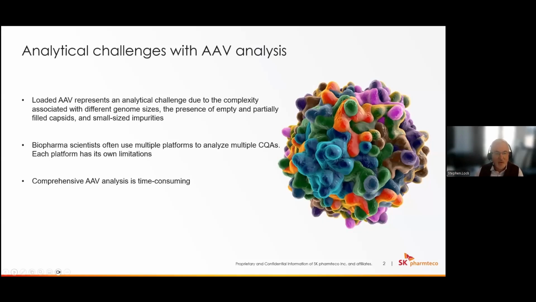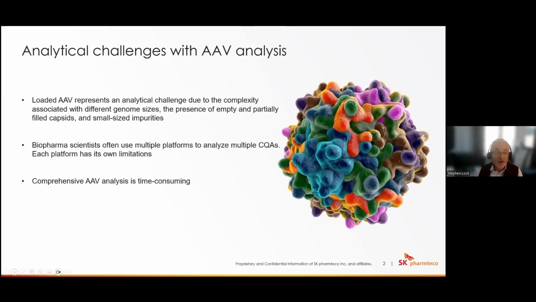AAVs really are quite complicated and they offer several analytical challenges for people developing these products in the industry. They really have different genomic sizes. You often find that not all the viral vectors are full. Some are empty or partially filled with genomic material. And you can also have small-sized impurities present.